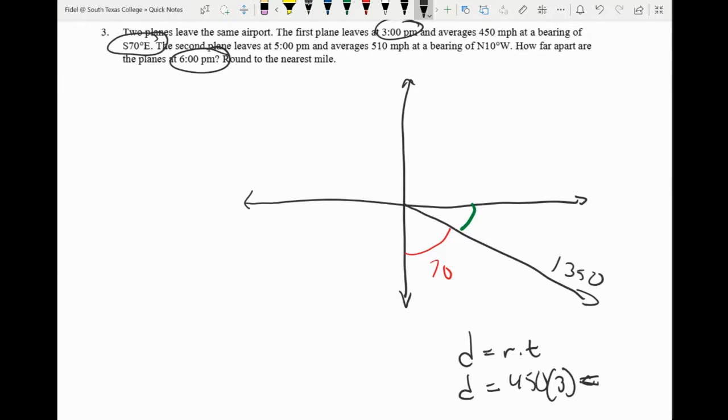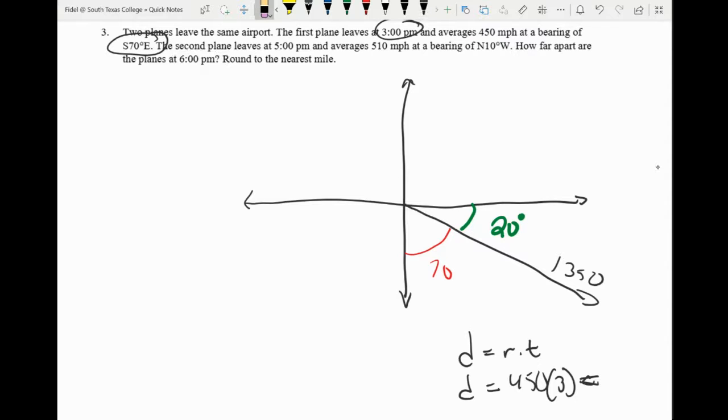Okay? Before I go on, let me ask you one more question. I know that the angle in red is 70 degrees. What's the angle in the green? How much? 20. Okay, I agree. Why is it 20? Has to be 90 degrees, right? Good, just double checking. Now we got the first part. Hey, we're doing good so far.